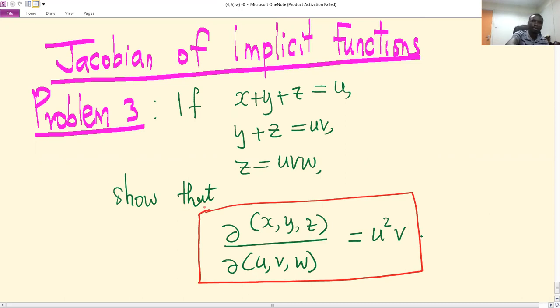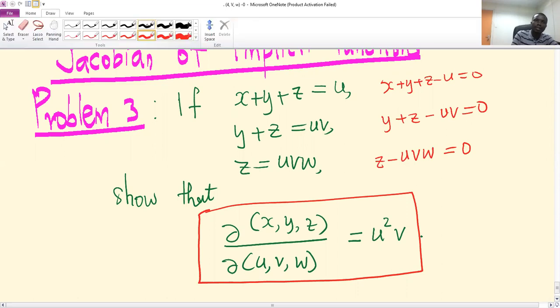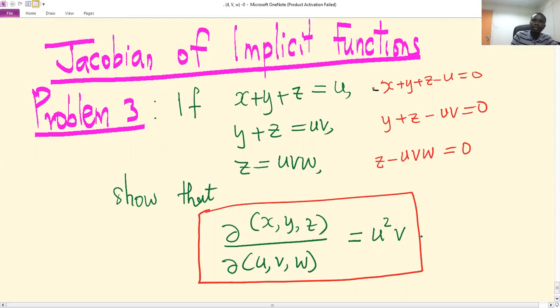Now what we do, we rewrite the first equation as x plus y plus z minus u equals 0. The second we write as y plus z minus uv equals 0. And this we write as z minus uvw equals 0. The left-hand sides now become the functions. So we call this f1, this f2, this f3.